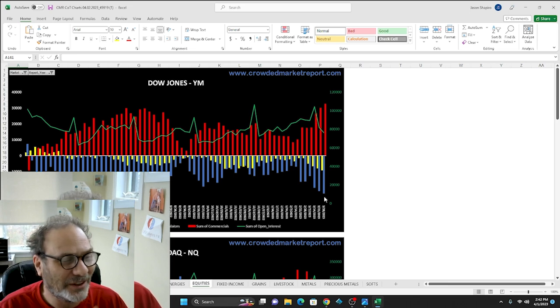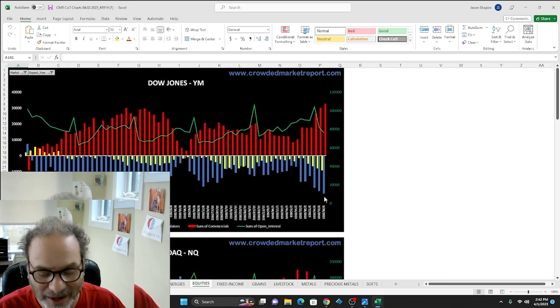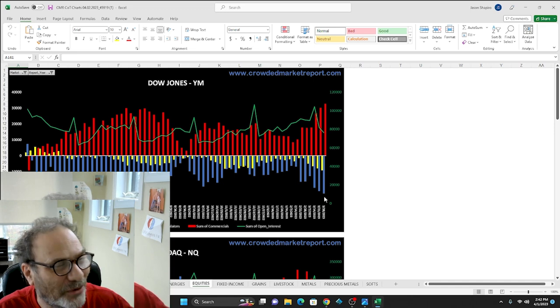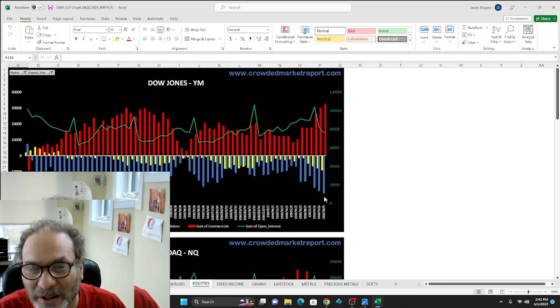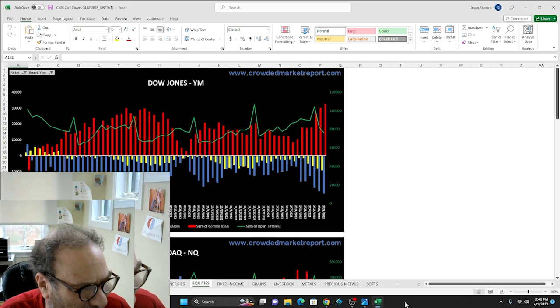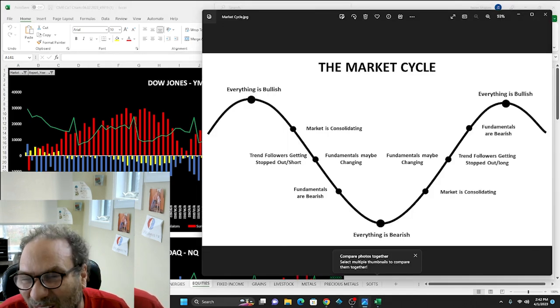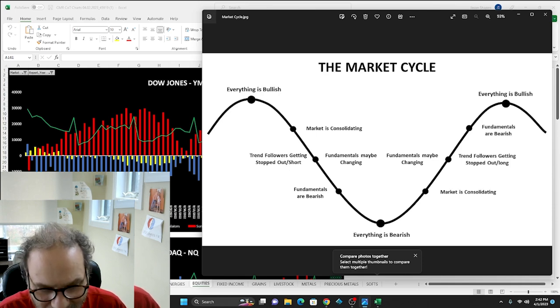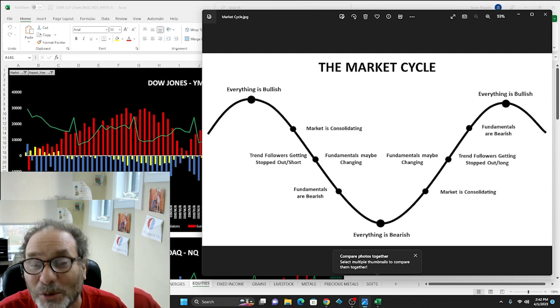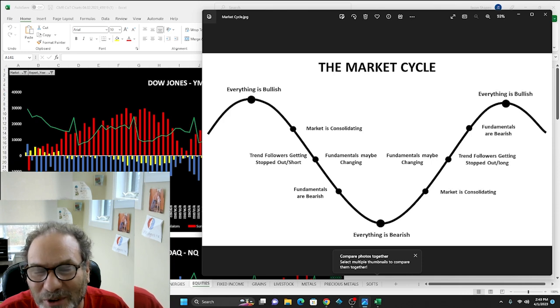Certainly this is as of last Tuesday. We had quite a rally Wednesday, Thursday, Friday, so this is probably a lot less short than it was. But going back to the main chart, I think we're in this area where maybe some of the shorter term trend followers are getting stopped out. We certainly have not gotten to a point where people agree the fundamentals are bullish just yet, and we have a long way to go before the trend followers actually get long.